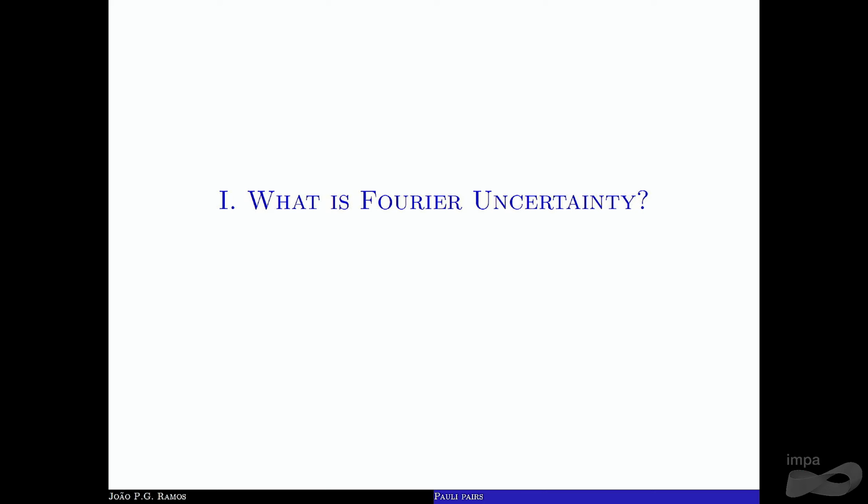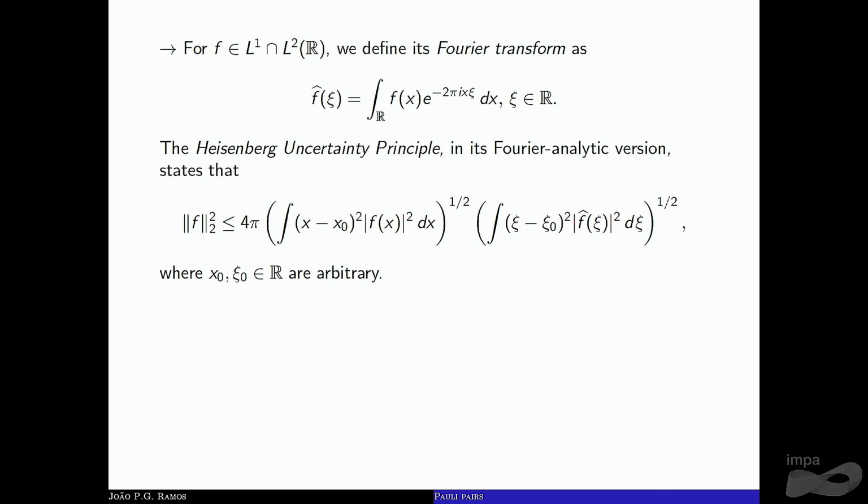Okay? So let's start with a very crucial question, which is: what is Fourier uncertainty? So maybe the best way to state this is by defining the Fourier transform and recalling, or maybe it's the first time that you're going to see this inequality, which is also known as the Heisenberg uncertainty principle in its Fourier analysis version. So what does this inequality say? It says that if I take any function f in L2, its L2 norm squared is bounded by the constant 4 pi times the weighted L2 norm, with weight (x minus x naught) squared, of f. And on the other hand, I get something of the same kind with f hat, with weight (psi minus psi naught).